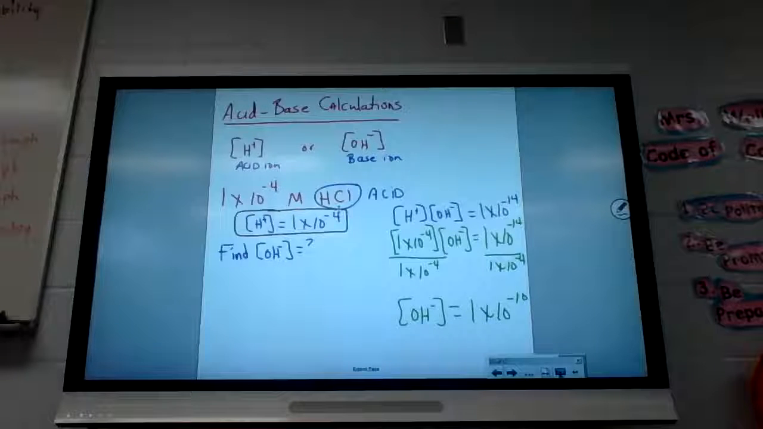How far did you get? If we plugged in H, and 1 times 10 to the negative 14 is a constant, and we divide by that 1 times 10 to the negative 4, so you just solve normally. It's just three variables, one unknown and the others are constant. We divide both sides.